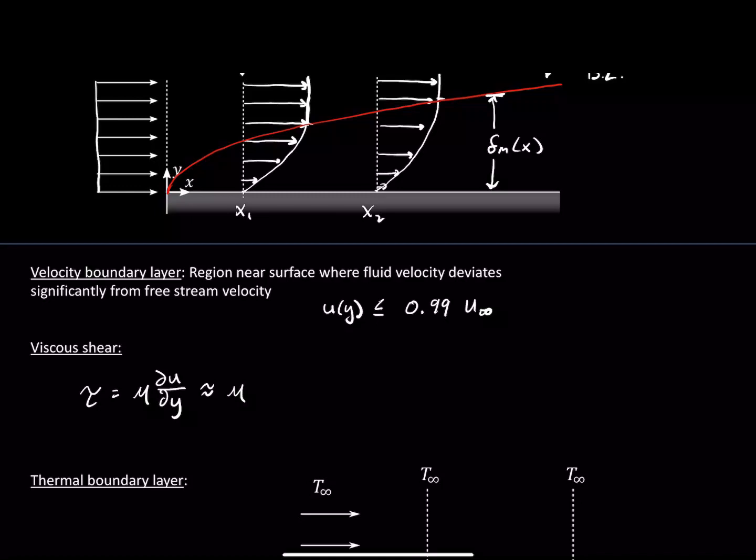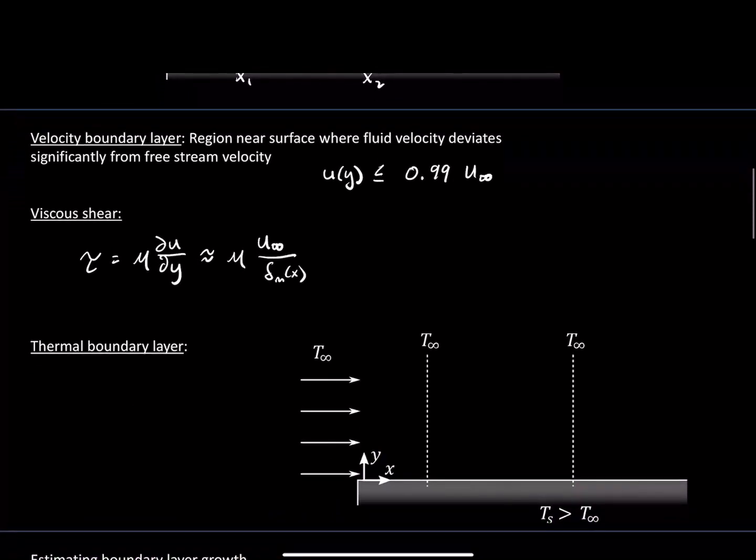The total change in velocity, well, it's going from u infinity down to 0. So du can be approximated by u infinity. What's dy in this case? What's the distance over which that change occurs? Well, that's actually delta m, right? Delta m, which is a function of x. So we have this approximate model, and we can use this to help us develop a relationship, which we'll do in just a second here.